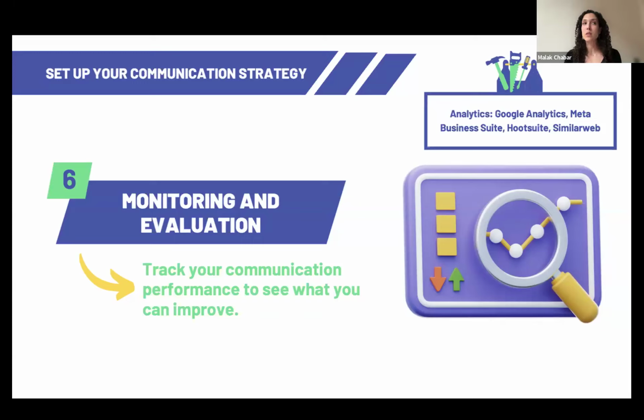You need to evaluate. You need to see how that content performed. You need to see KPIs, so key performance indicators, to actually document your communication strategy, to see how you can perfect it, how you can tweak it, and how you can keep the things that work and eliminate the things that do not work. And I did put here some tools that you can use. So Google Analytics for your website, Meta Business Suite or Hootsuite for social media, etc. SimilarWeb. There are other tools out there, obviously, but I really try to really evaluate and go back and see the performance of your communication strategy.